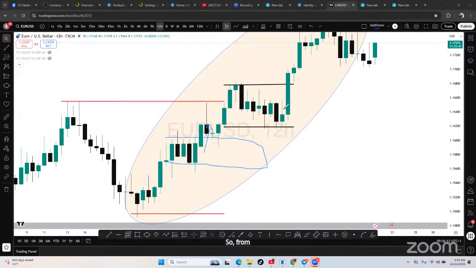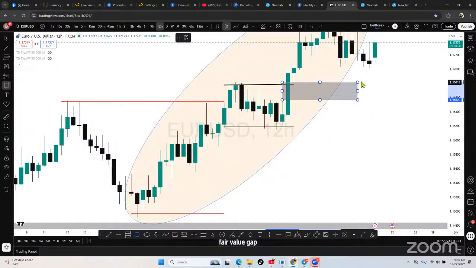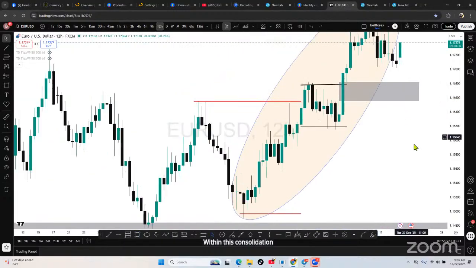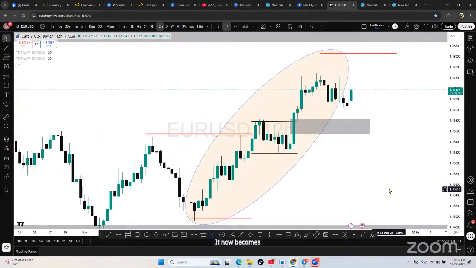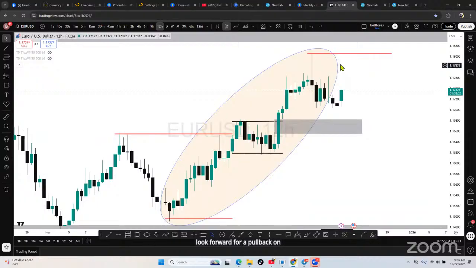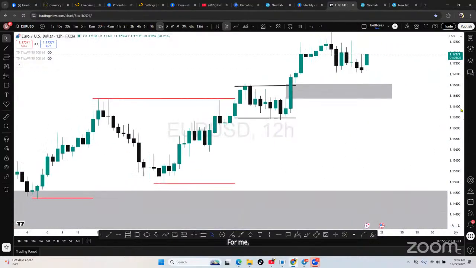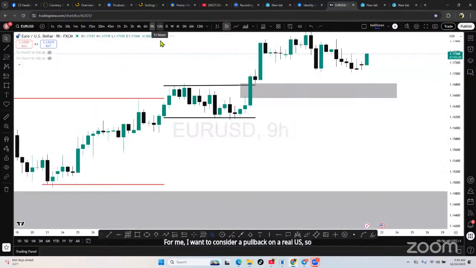So from here, we got this consolidation. And within this consolidation, we are harboring a fair value gap. Donc, dans cette consolidation, on voit ce qu'on appelle quoi? Un fair value gap. So there's a fair value gap right here within this consolidation. So it now becomes a more favorable point to look forward for a pullback on Euro USD. So this place is more favorable. For me, if I want to consider a pullback on Euro USD, so let's move a little bit down.